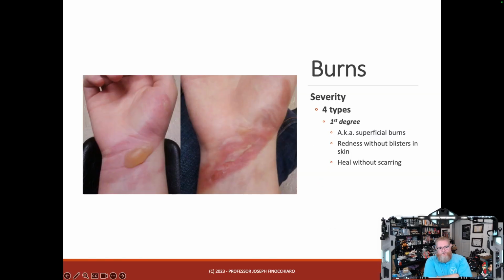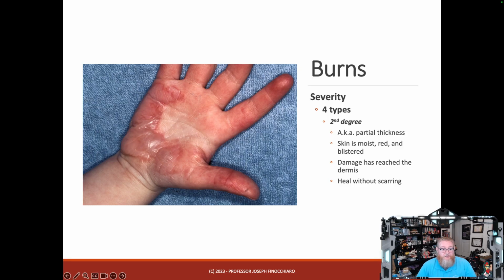So what type of burns are there? The first is first-degree burns or superficial burns. This is redness without blisters and skin, and this heals without scarring. Second-degree burns or partial thickness burns, the skin becomes moist, red, and blistered. The damage has reached the dermis, and again, this can heal without scarring.